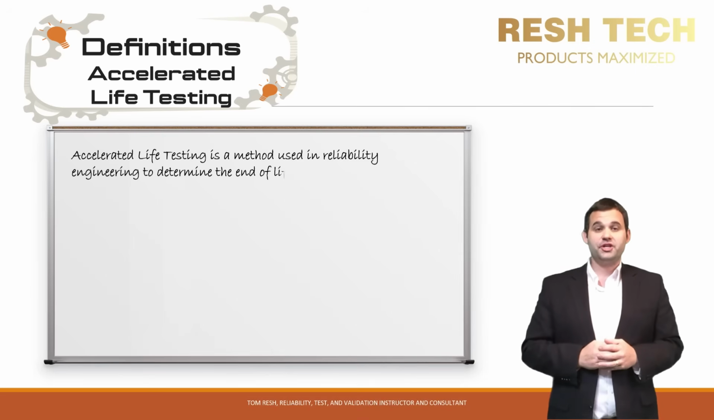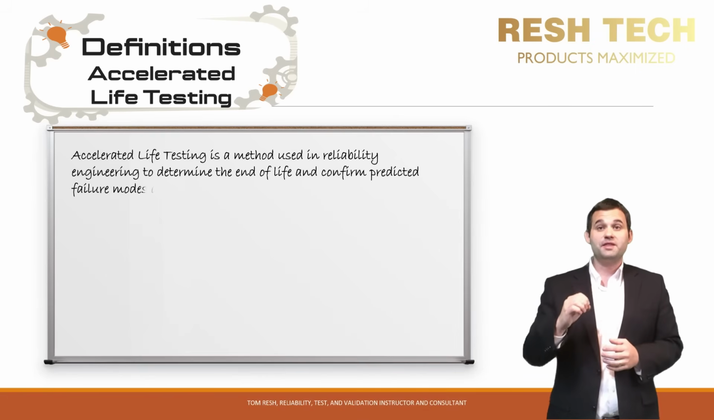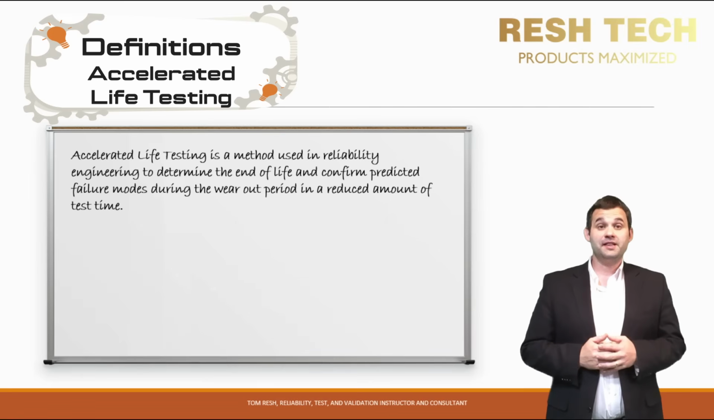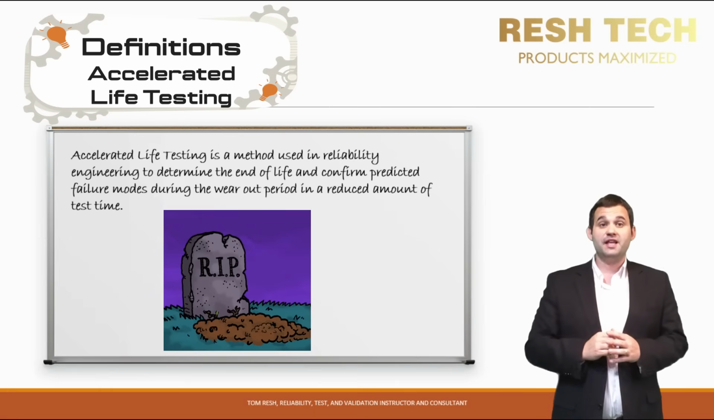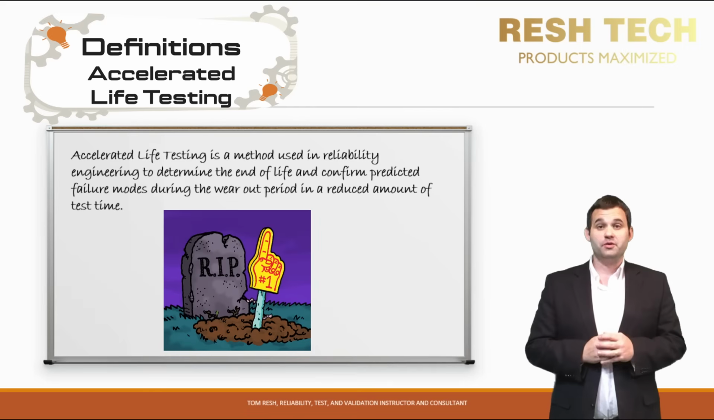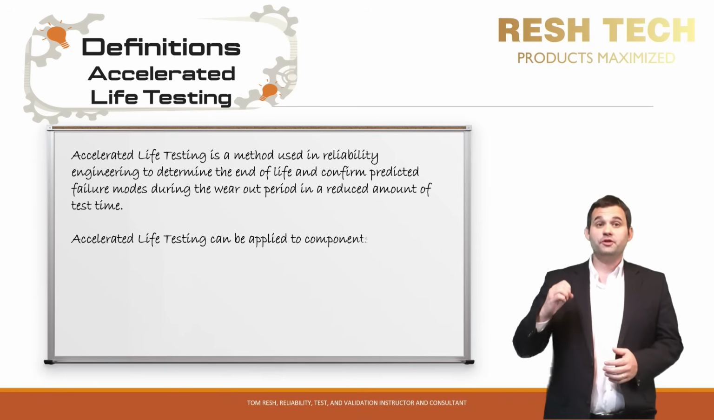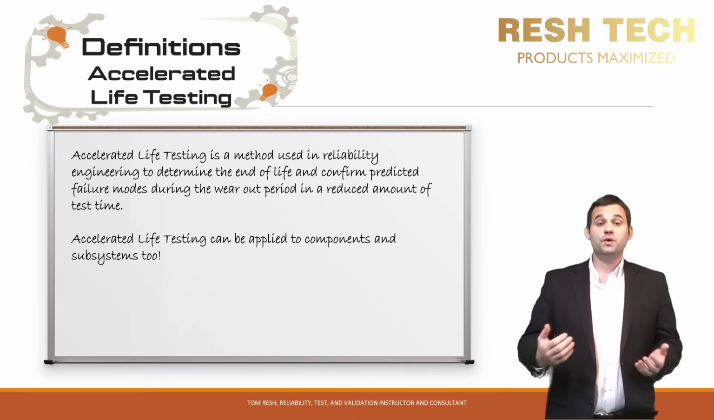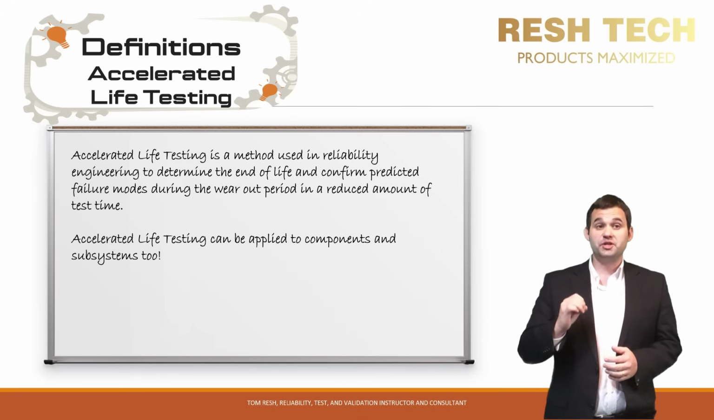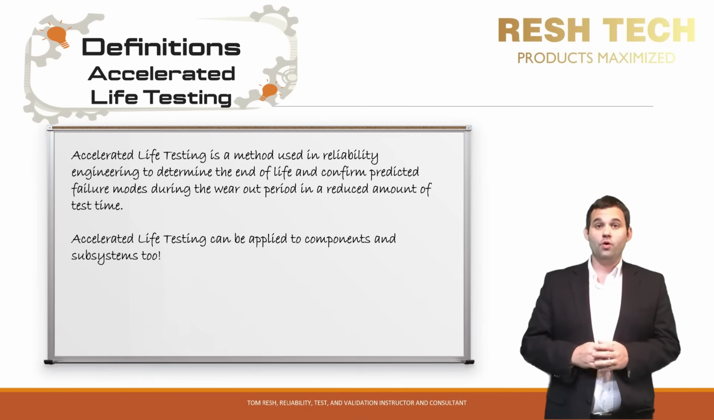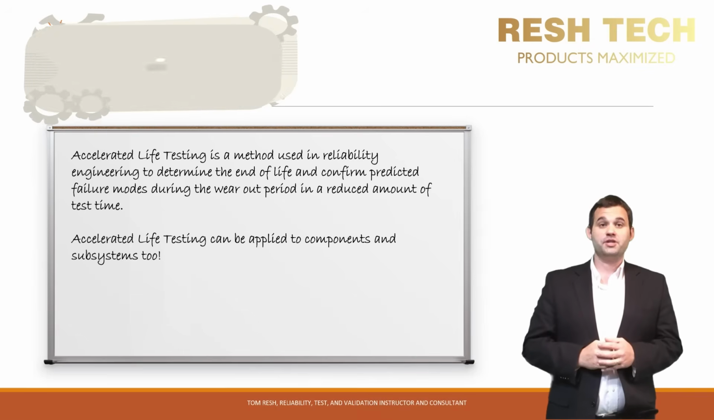Accelerated life testing is a method used in reliability engineering to determine the end of life and confirm predicted failure modes during the wear-out period. It is a practice used to determine end of life and confirm predicted failure modes during the wear-out period in a reduced amount of test time. It can also be a useful tool for determining if components or a subsystem within a system achieve the desired predicted wear-out period or do not fail within the warranty period or at the infancy of operation.